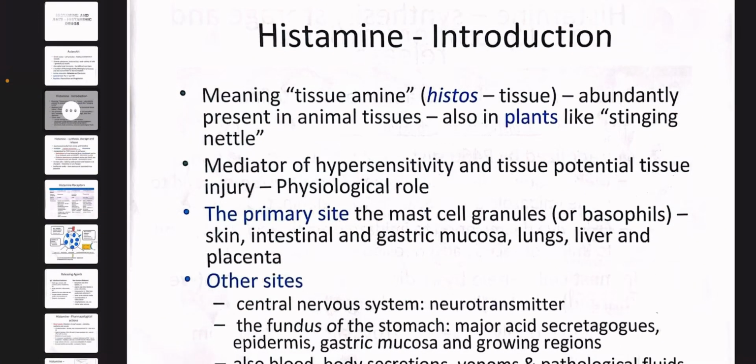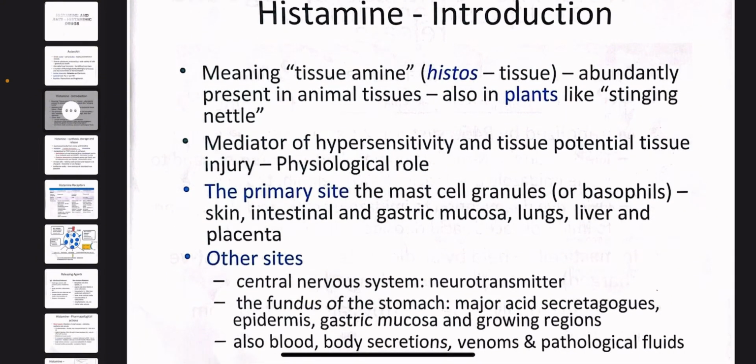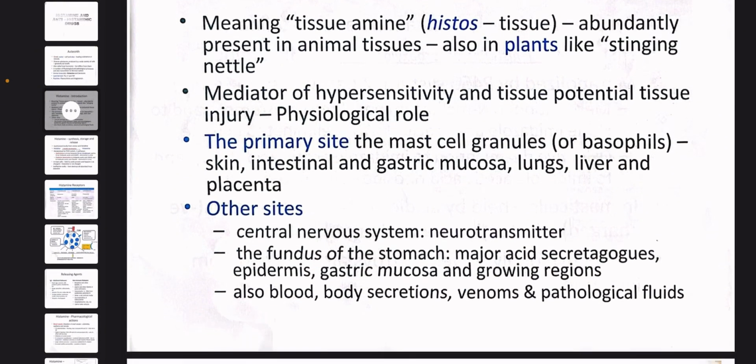Histamine plays a whole lot of physiological roles, and its primary site is the mast cells. Mast cells contain granules, and those granules contain a whole lot of histamine. They are also found in other regions apart from mast cells. You can see them in the skin, in the intestine, in the gastric mucosa, in the lung, in the liver, and the placenta. These are various sites of histamine. But remember, the primary site of histamine is the mast cells.